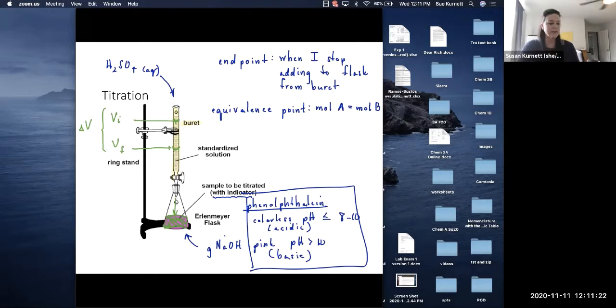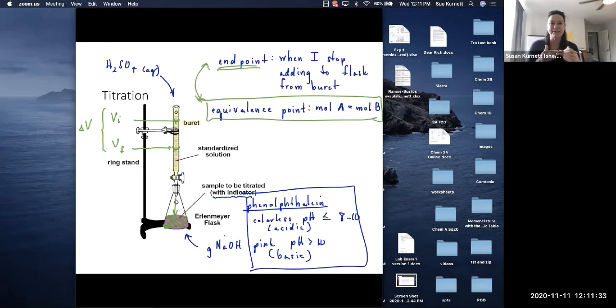And our goal is to just match moles of acid to moles of base, because that's the equivalence point. And the end point is when we stop adding. And the best titrations are when these 2 things happen at the same moment. We stop adding at the equivalence point.